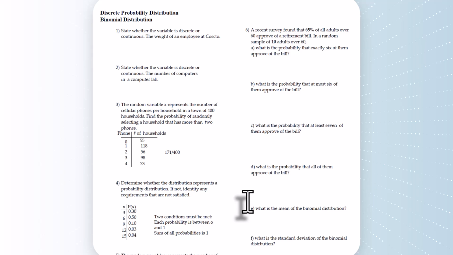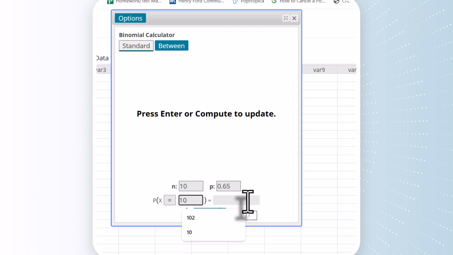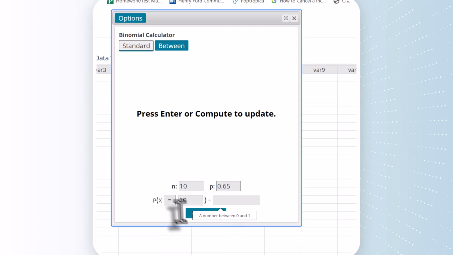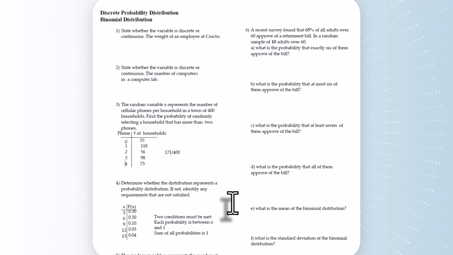What is the probability that all of them approve of the bill? All of them means if you ask 10 people, all of them say we approve of the retirement bill. So x equals 10. Change 7 to 10 right here. Watch. There you go. It's 0.0134. And let's see what the next question is.